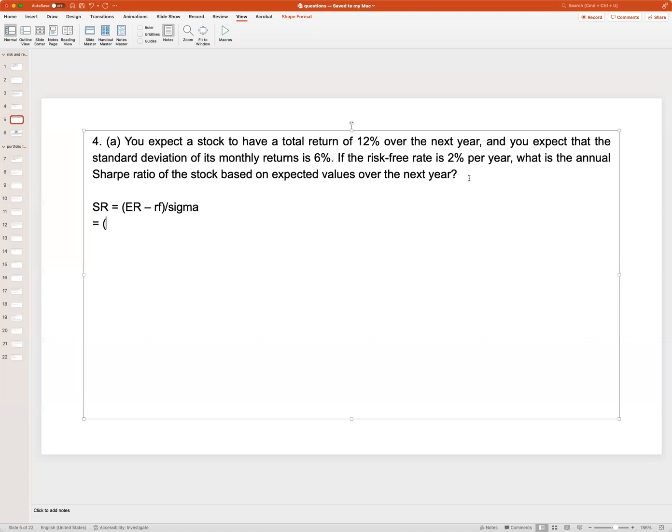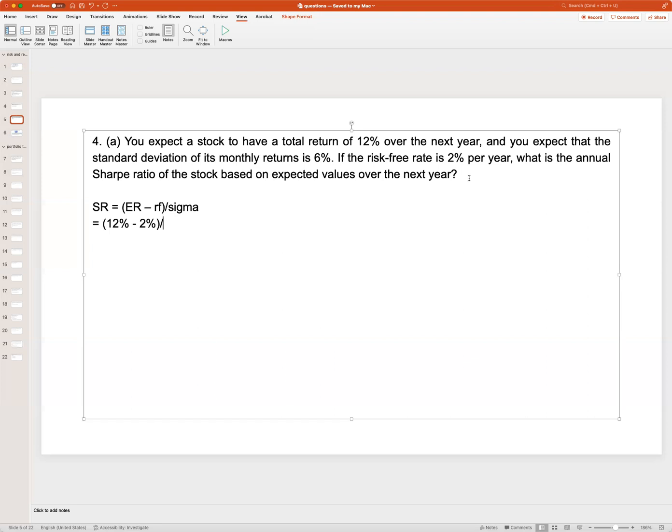What is the annual expected return? The question starts with: you expect the stock to have a total return of 12% over the next year. So the expected return next year is 12% minus risk-free rate. The risk-free rate is 2% per year. So you put that in there, minus 2%. Divided by the standard deviation, then we can get the Sharpe ratio.